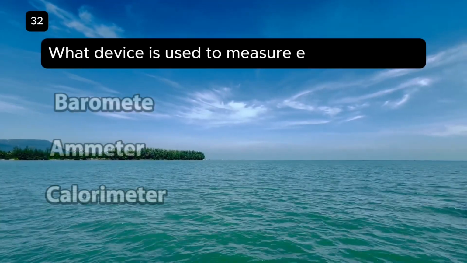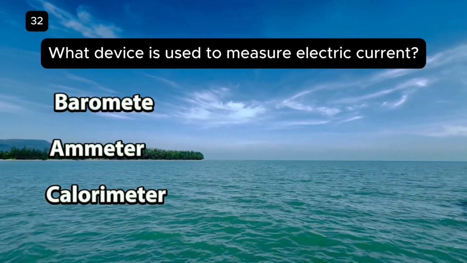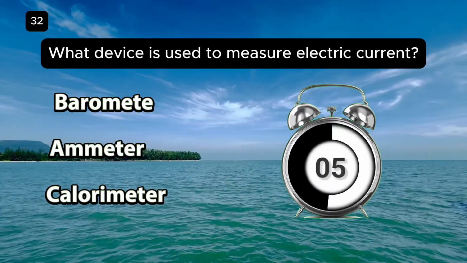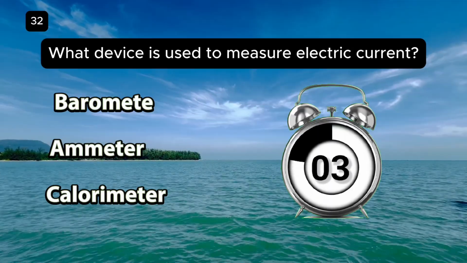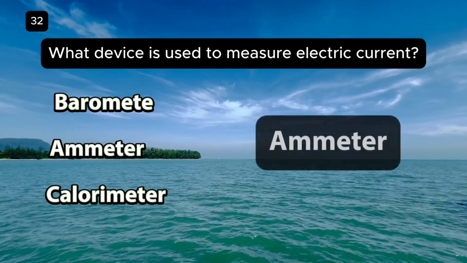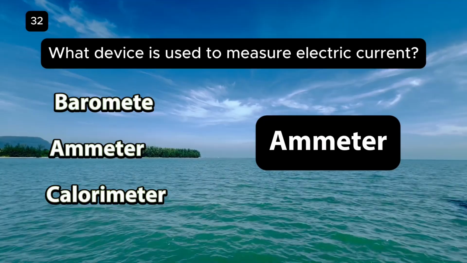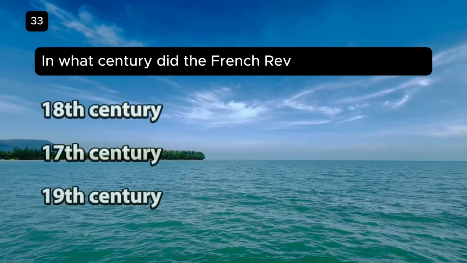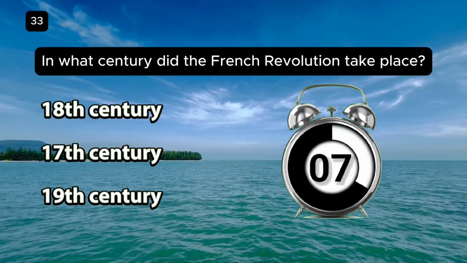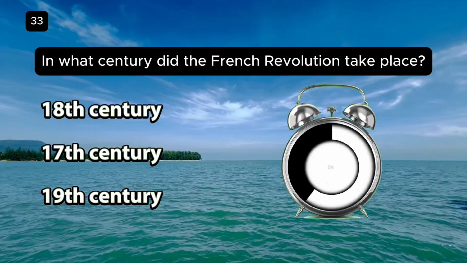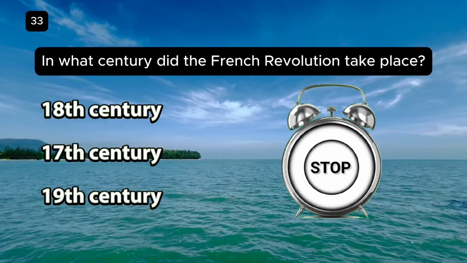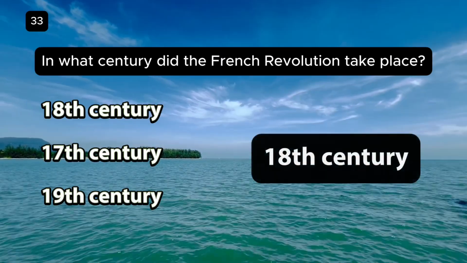What device is used to measure electric current? The device is ammeter. In what century did the French Revolution take place? The answer is 18th century.